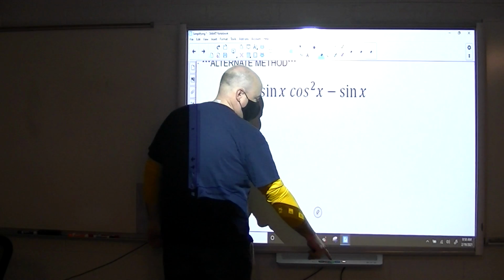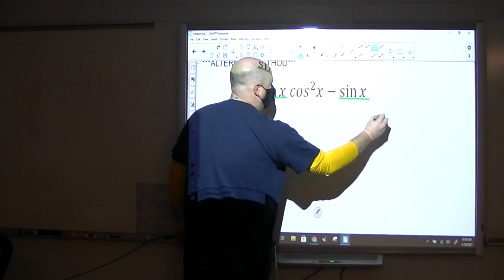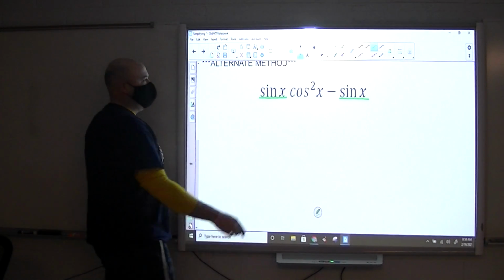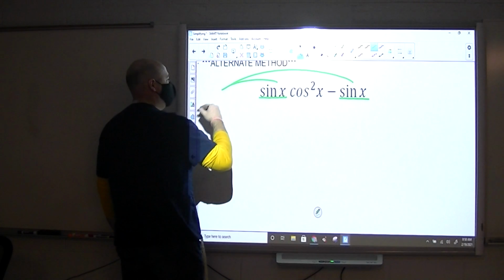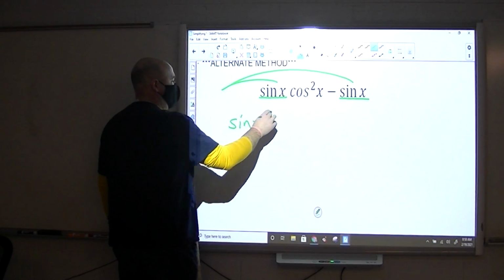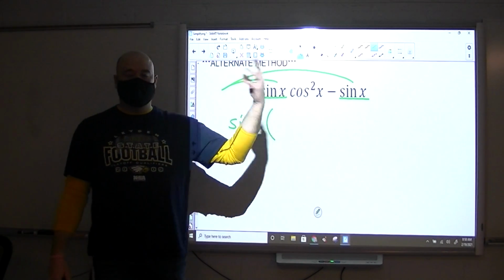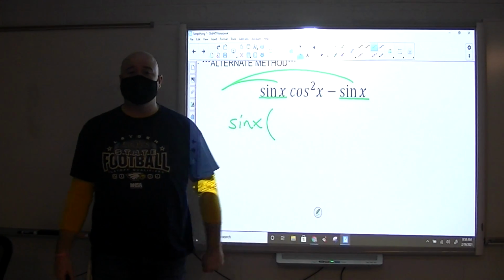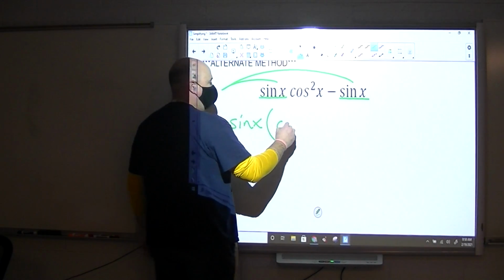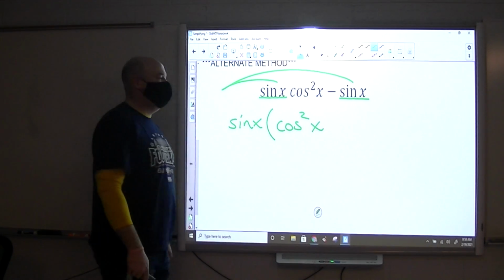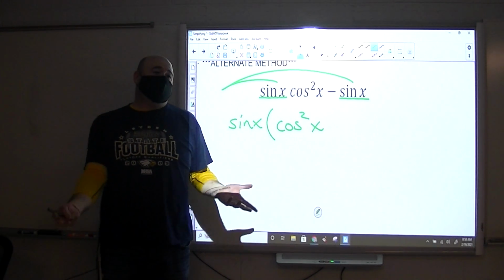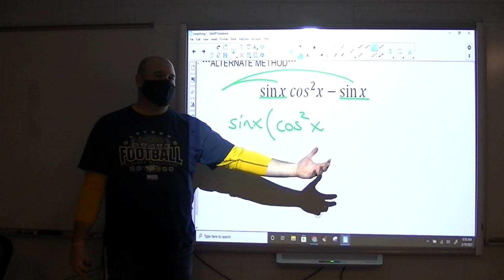They both have one of these. So I'm going to factor that away from both of those expressions. So the sine x gets factored out, and anytime we factor, we pull that out and then we put the parentheses and write what's left. Well, what's left after I take away this sine x is a cosine squared x. What's left after I factor out a sine x? You can't say nothing. We have to have a placeholder there.